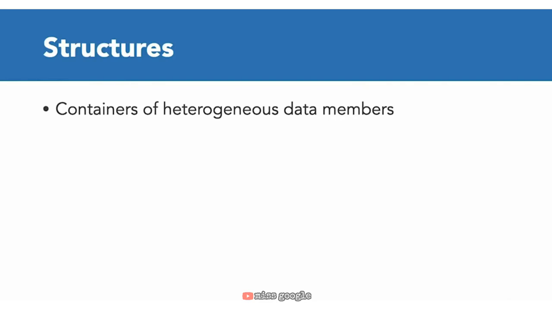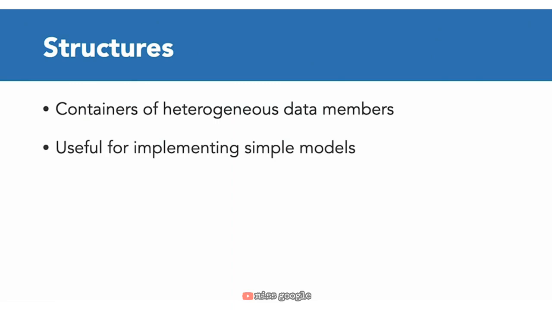Now we are going to talk about C++ structures, which are containers of heterogeneous data members. This means that you can group integers, strings, and other objects in one structure that contains them. Structures are useful for implementing simple models that only need to have data members. Structures are also available in C, and do not follow the same syntax rules in C++.